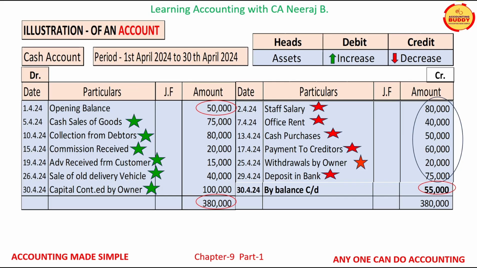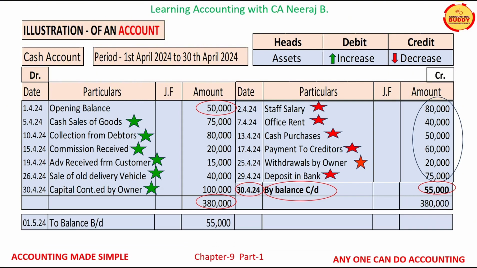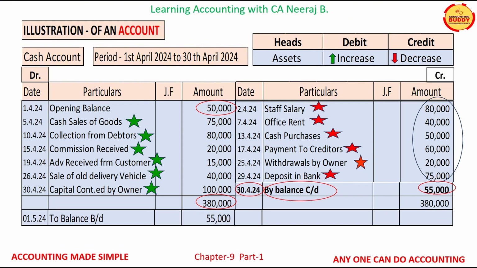Since in this cash account example, credit side is shorter than the debit side, the excess of the total debits of 380,000 minus total credits, the difference amounting to 55,000 shall be entered on the credit side of the cash account by writing "by balance carried down" with date. This carried down balance of 55,000 is carried forward to the immediate next date, which in this example is 1st of May 24, by writing "to balance brought down".